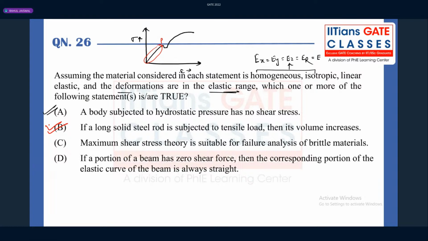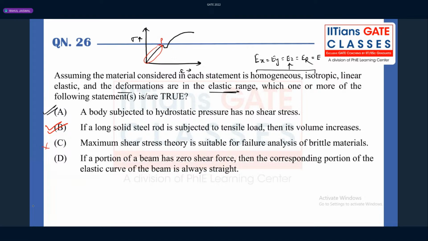Now, guys, what they have mentioned here, statement C: the maximum shear stress theory is suitable for failure analysis of brittle material. No. The maximum shear stress theory is very much suited, and it is a very conservative theory, for ductile material, not brittle material. Why? Brittle materials are very, very weak in tension, guys. If you take cast iron, if you take a mirror, if you apply a little bit of tensile load, it will break.